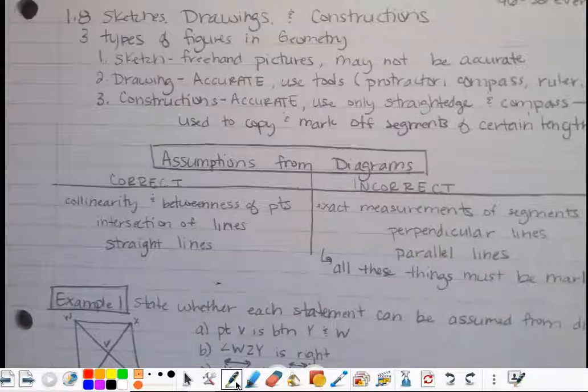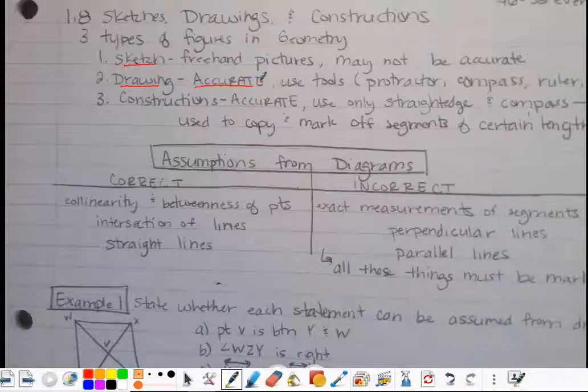There's 3 types of figures in geometry. The first one is a sketch. That's your freehand picture. It may not be accurate. That's what I do on my notes all the time, right? Those are freehand pictures. A drawing is accurate and it uses tools.